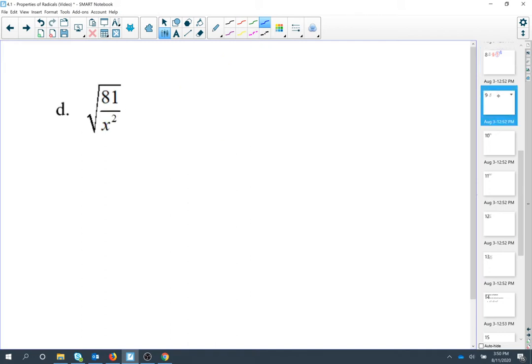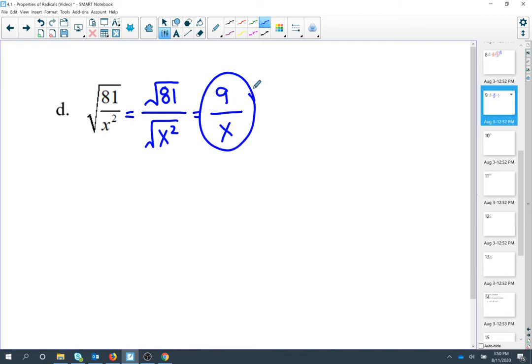Next one. Letter D, square root of 81 over x squared. So again, I'm first going to look at this as the square root of 81 over the square root of x squared. Well, the square root of 81 is 9. 9 times 9 is 81. The square root of x squared is x. X times x is x squared. All done.